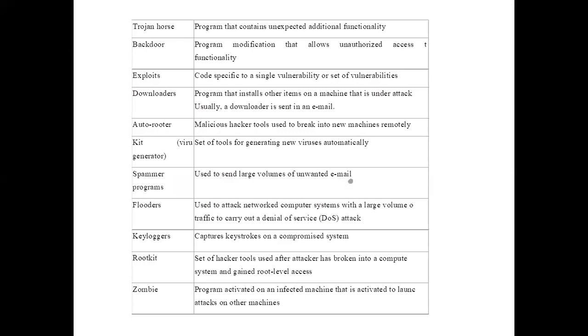Then you have downloaders, where there are a lot of downloadable virus programs. Even when you open a website, sometimes some programs get downloaded to your system. Then you have auto router. Then you have kits. They are nothing but a set of tools that is used to generate viruses. Then you have spams. You know what spammer programs are? Large volumes of unwanted emails can be sent every day.